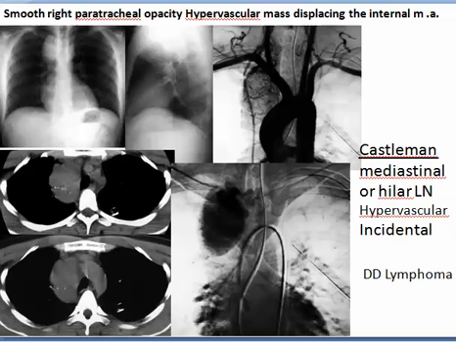Benign, very vascular, hilar and paratracheal lymph nodes, usually in middle age, may displace the internal mammary artery as seen in angiography, and the differential diagnosis is lymphoma. This is called Castleman mediastinal or hilar lymphadenopathy.